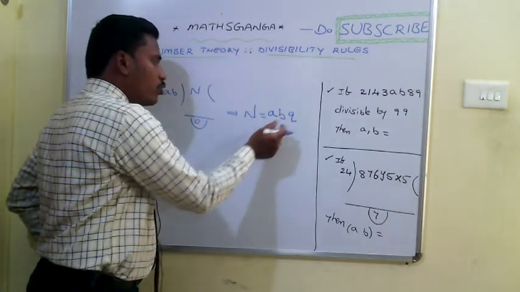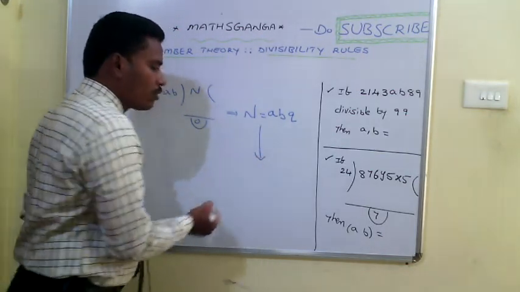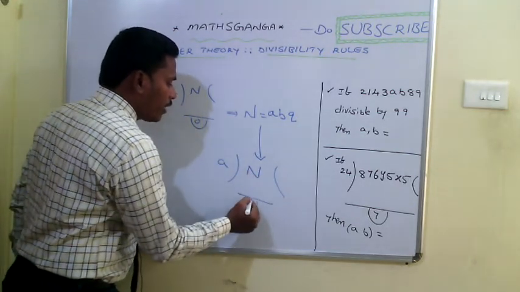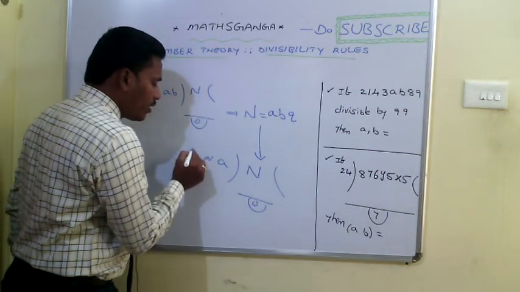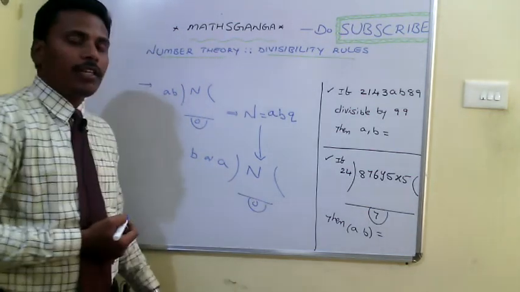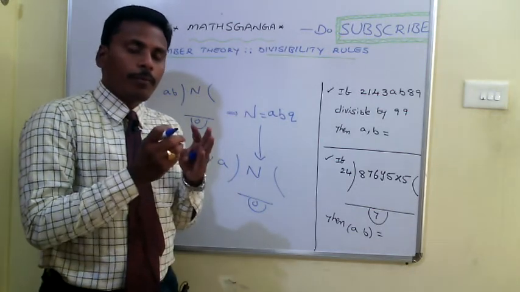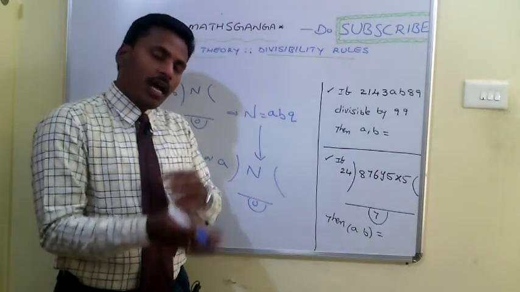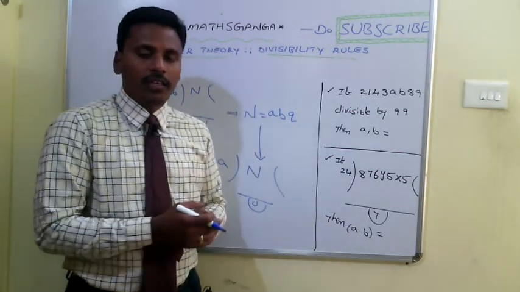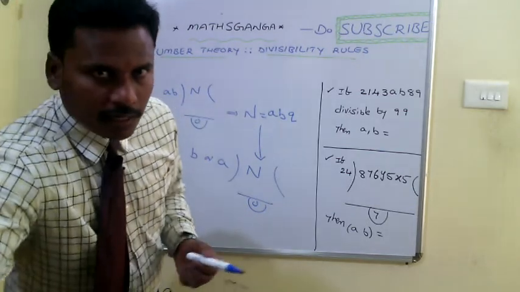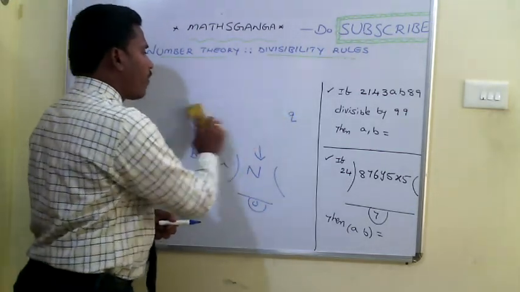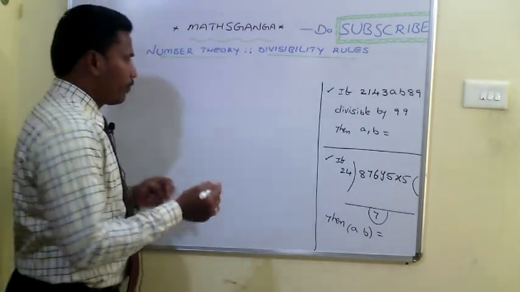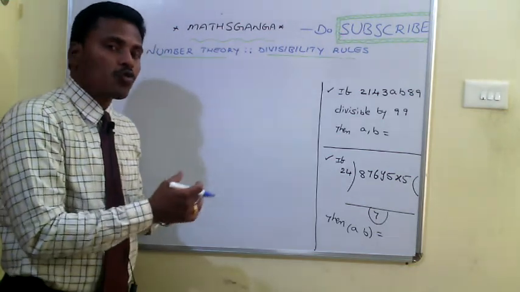Since n equals AB into Q, if n is divided by A, it leaves remainder 0. In the same way, if n is divided by B, it also leaves remainder 0. That means if the product A into B is a factor or divisor of a number, then A as well as B are both factors of the number. It is a clear observation. If 12 is a factor of a number, then automatically 3, 4, 2 are all factors of that number.